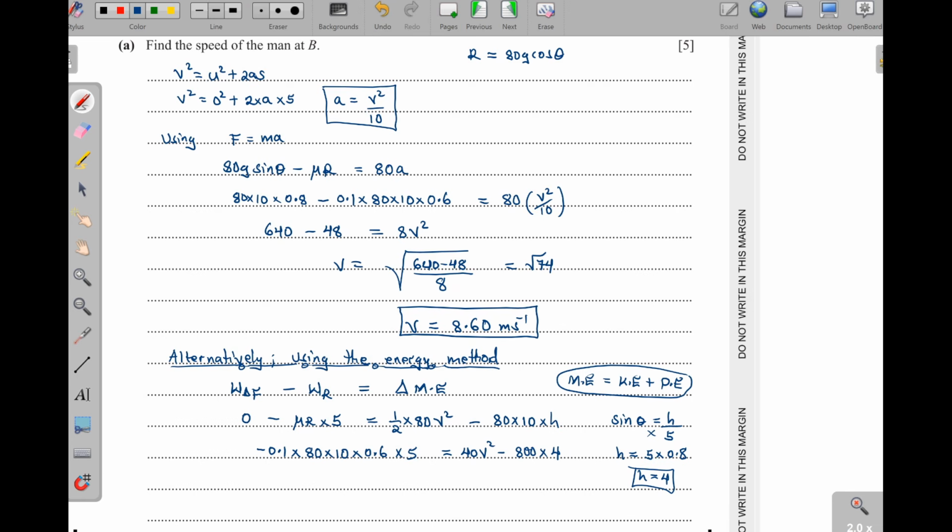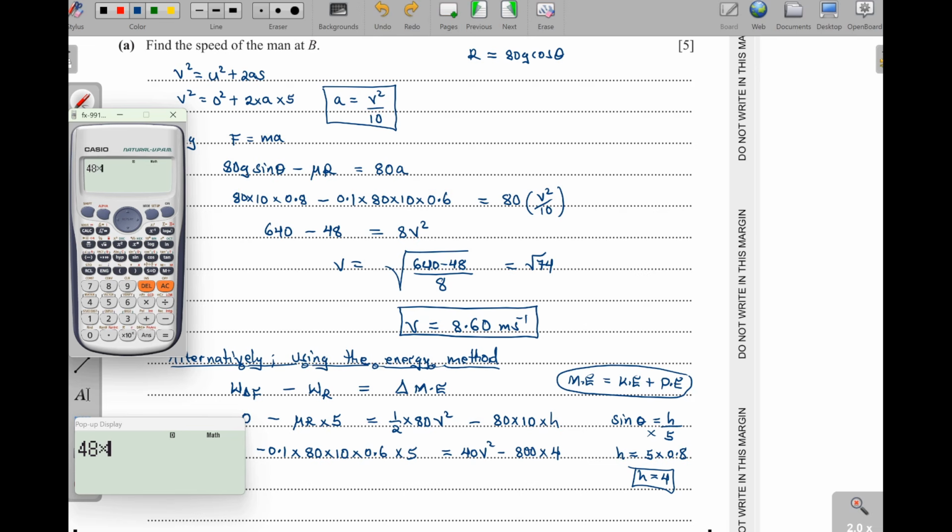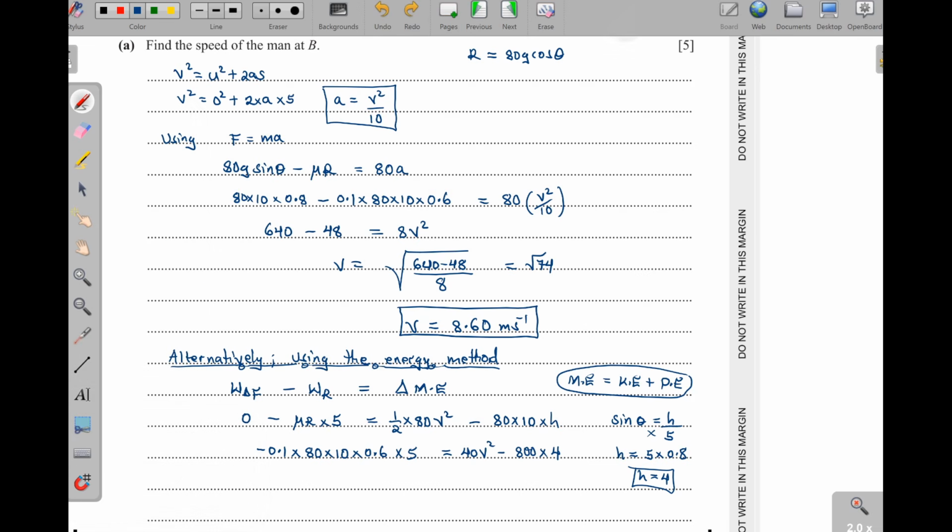Now let's find v. What is the whole of this? So we shall bring this other side. When I look at this one, this will give us an 8, and this one will give us a 6. So 8 times 6 gives us 48. Then times 5: 48 times 5 is 240.